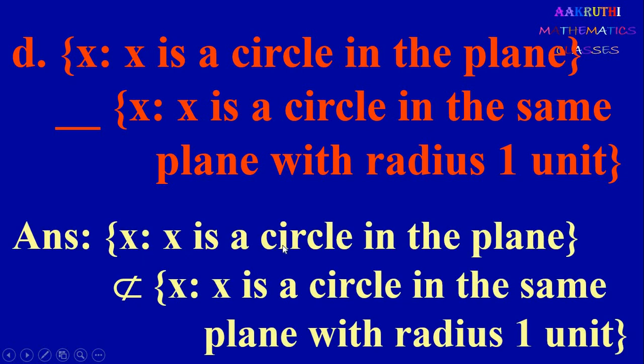The set of all x such that x is a circle in the plane is not a subset of the set of all x such that x is a circle in the same plane with radius 1 unit. In the first set we have a circle with radius 2 unit also, but it is not present in the second set. So therefore all the elements of the first set are not present in the second set. So therefore it is not a subset.